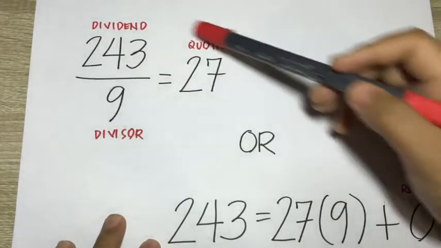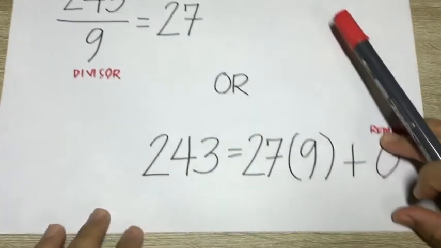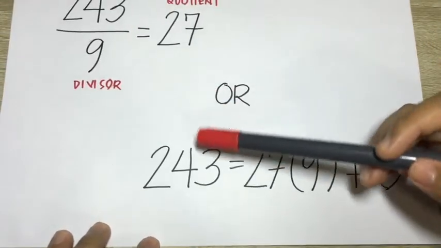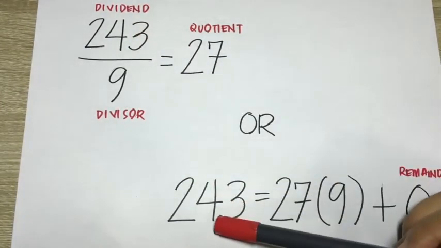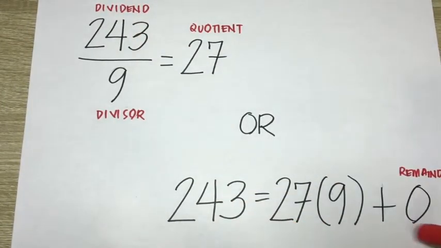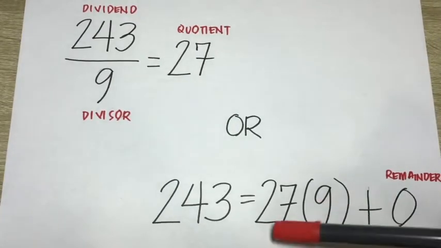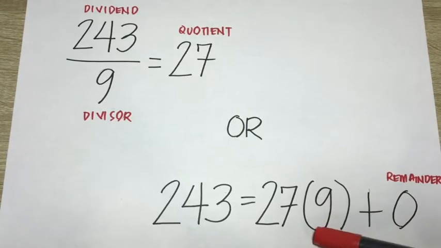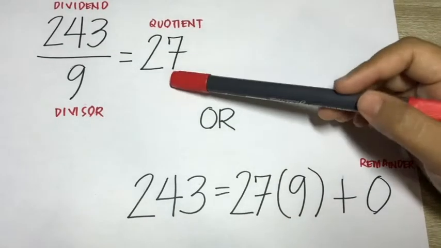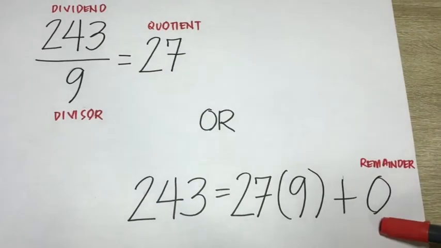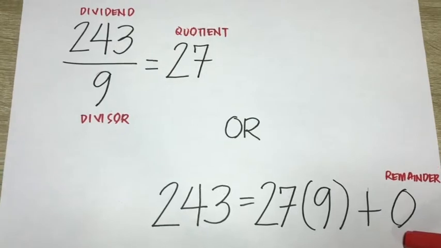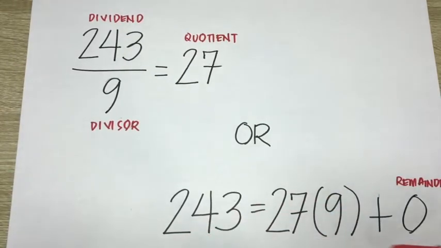So we can rewrite this given equation this way. The quotient 243, or this given dividend, is also equivalent to the expression 27 multiplied by 9 plus 0. Again, 27 is the quotient, 9 is the divisor, and since we have generated a whole numbered quotient, then of course our remainder is 0. So what is the significance of this given notation?